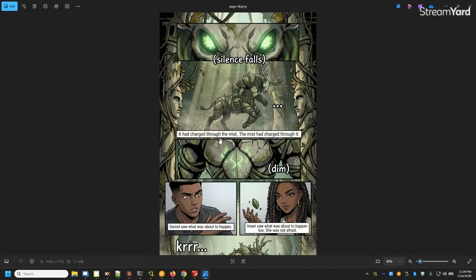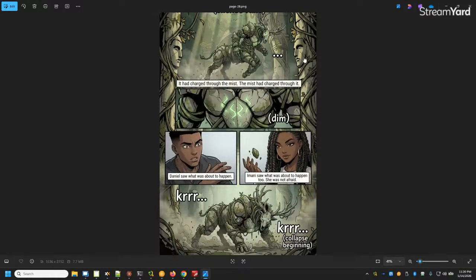Okay. It had charged through the mist and the mist had charged through it. That's hilarious. Where you going, boy? There's a speed limit around here. You got to be careful what you breathe in. Daniel saw what was about to happen, and Money saw what was about to happen too. She was not afraid.